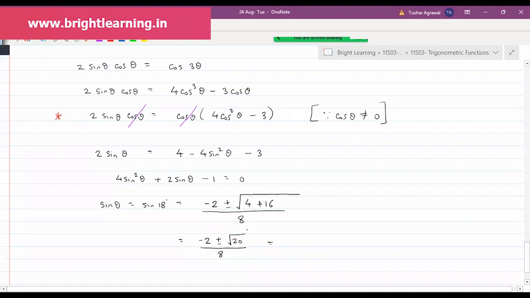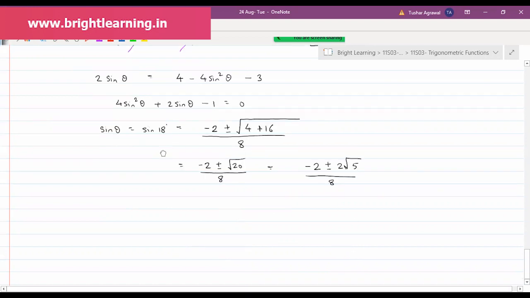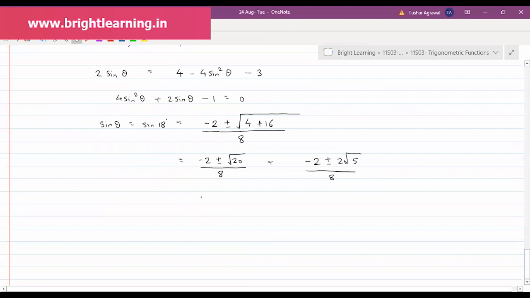20 is 5 fours, so under root, when we take 4 under root, it will become 2, and 5 under root will be root 5 only, upon 8. So this value is equal to minus 1 plus root 5 upon 4, or minus 1 minus root 5 upon 4. This is the value of sine 18.